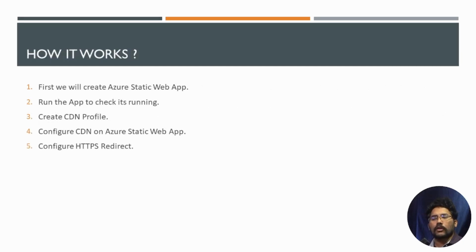So now how it works. First we will create a static web app. Second we will check whether the application is running. Third we will create a CDN profile, which is the Azure Front Door service. Next we will configure that static web app CDN with our SPA, and we will try a small option, which is that we usually need to redirect from HTTP to HTTPS. We will have a small look at CDN. So that's what I planned for this video, so I hope you will enjoy it.